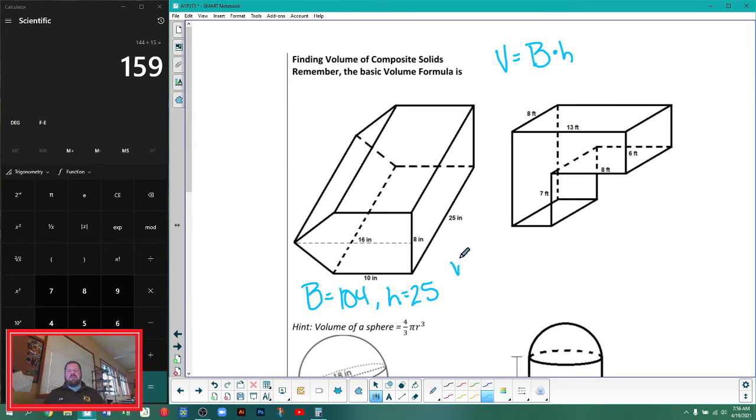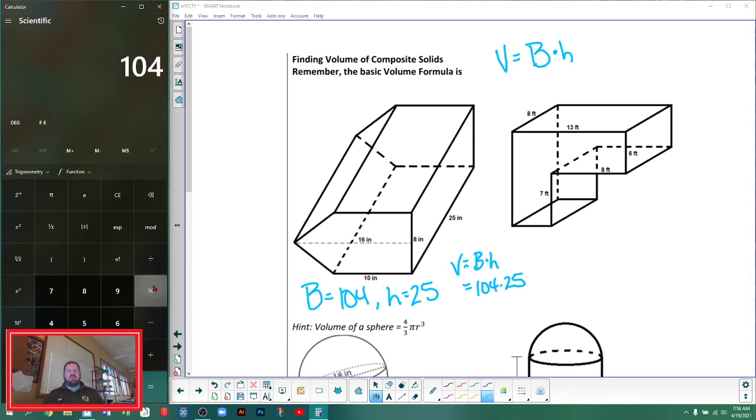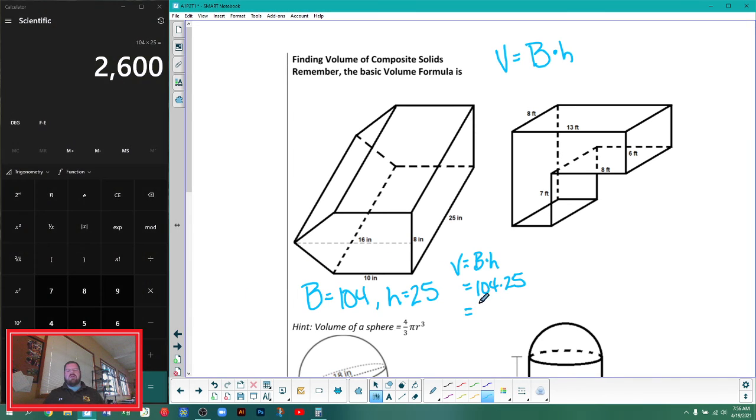So to find the volume as area of the base times the height, it's going to be 104 times 25. It's going to be a pretty big number. 2,600. And those are going to be inches cubed, because we're looking for how many 1 by 1 by 1 cubes will fit into that shape.